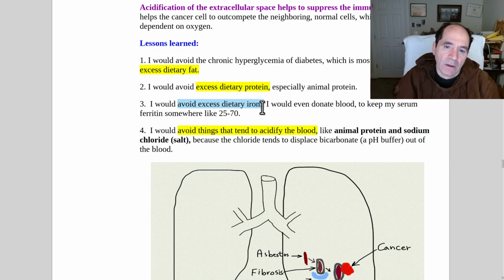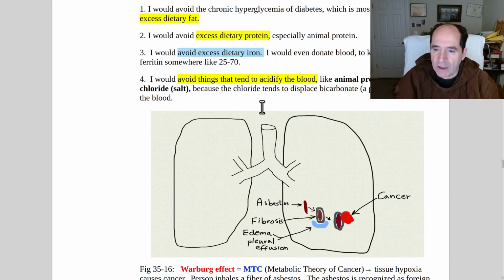Zero, none. Okay, and I don't buy this social thinking, I'm cutting down on meat or whatever and oil. No, think biblical. Thou shalt not eat meat. Thou shalt not eat oil. I would avoid things that tend to acidify the blood, like animal protein, because it's got amino acids, the key word being acid there. Okay, and I would avoid sodium chloride, because the chloride, the anions, they displace bicarbonate, which is a pH buffer, and they cause a low-grade metabolic acidosis.